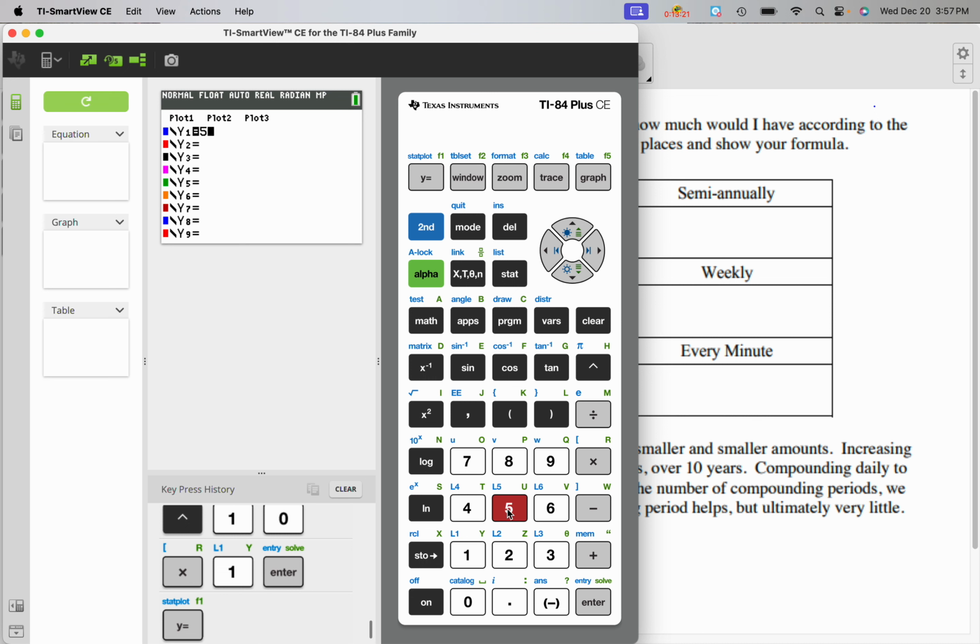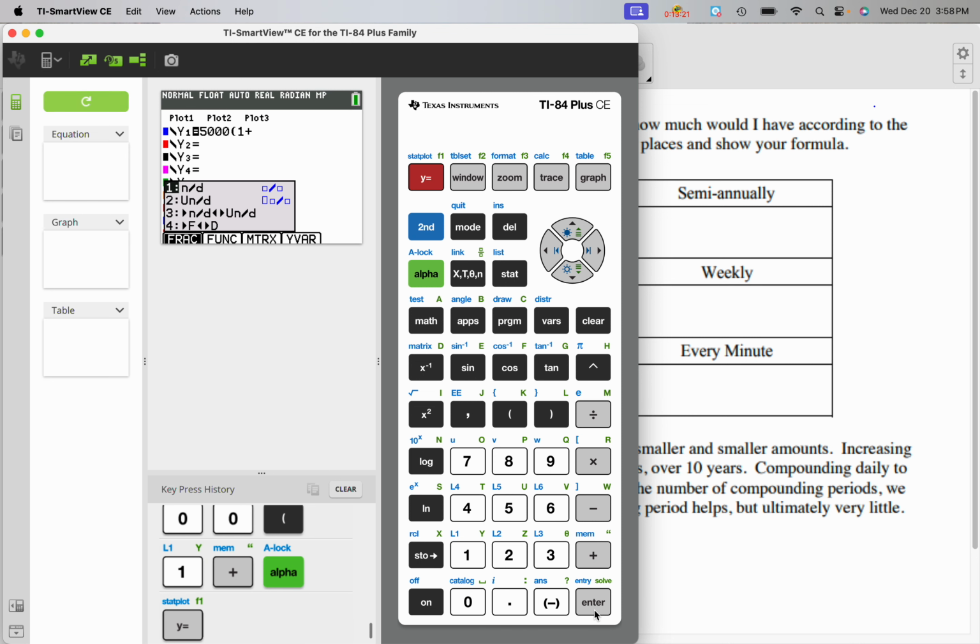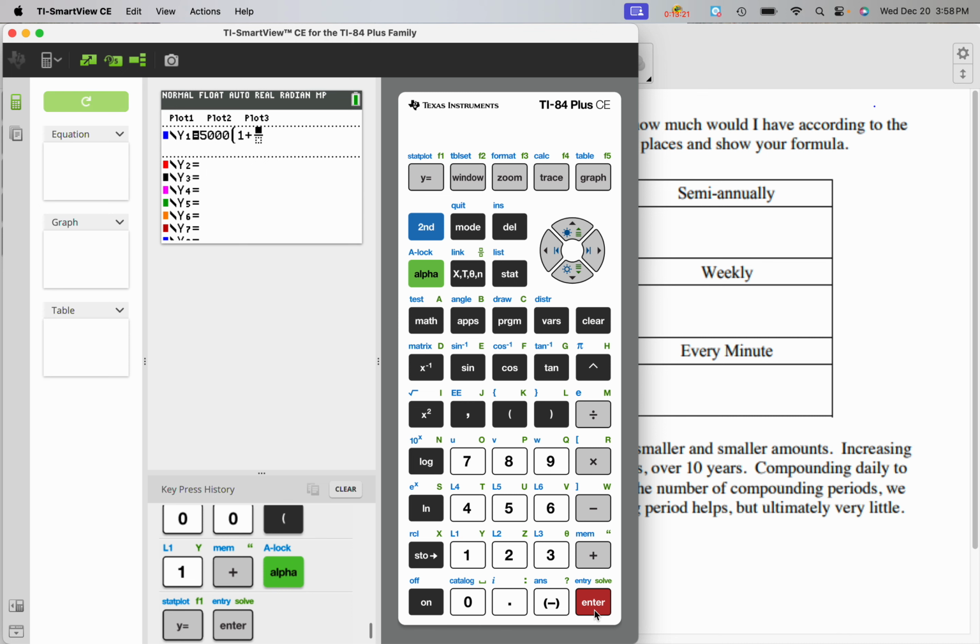So I'm going to type in, and you should do this, 5,000 times 1 plus, I'm going to do a fraction so it looks neat, 0.04 over x. That's our variable. We're using x instead of an n. And then I'm going to raise that to the 10, because remember t is 10 for all these problems we're doing, and then I'm going to put my x. So I've got my equation written in there now.